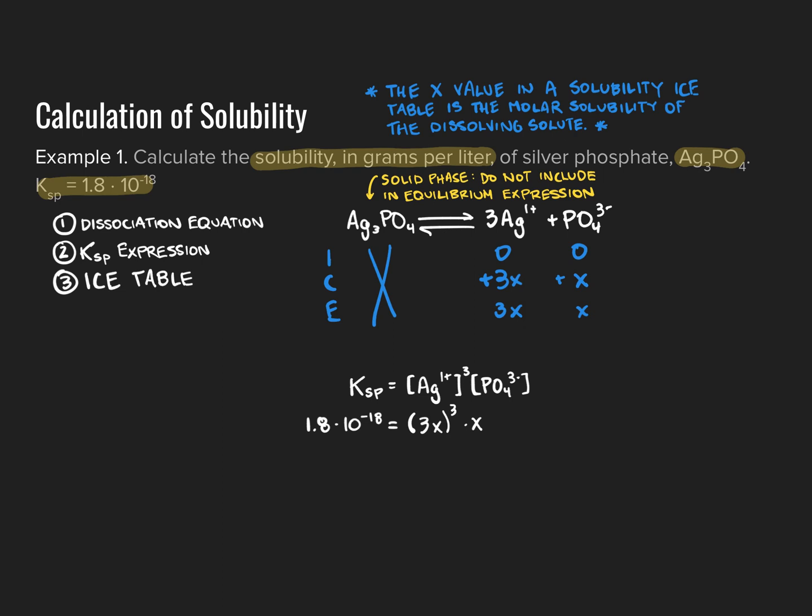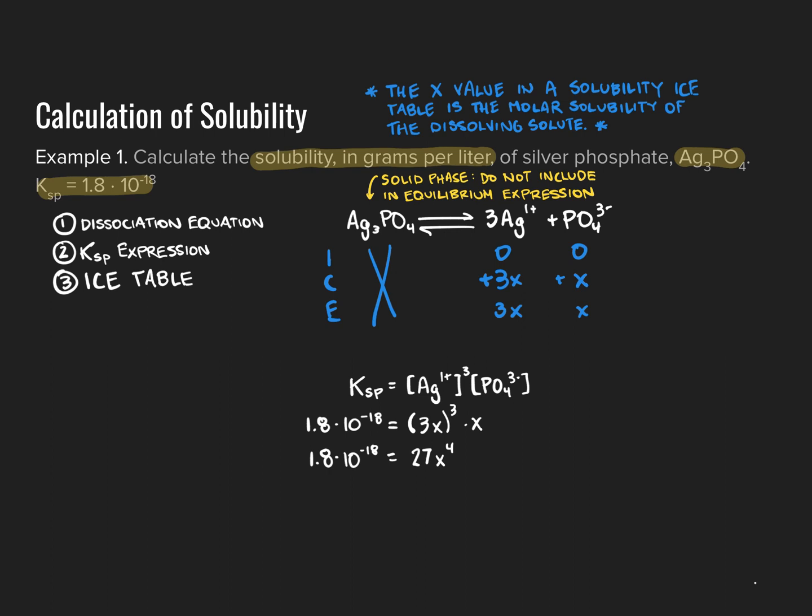And I can now simplify and solve here. I can cube everything inside my parentheses there, so be very careful to make sure you cube everything. 3 cubed is 27. X cubed times x would be x to the 4th power. So this expression simplifies down to 1.8 times 10 to the negative 18th is equal to 27x to the 4th.